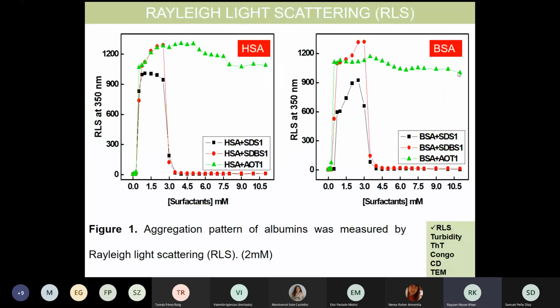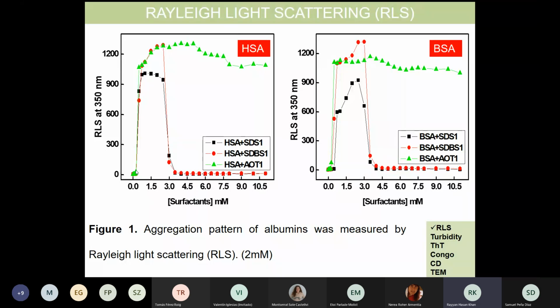Now, again, we'll go by this table. We'll discuss Rayleigh scattering, turbidity, ThT, congo red, and CD and TEM. I'll explain one figure because similar results are observed in the rest of the 4 albumins also. So as I said, I have taken 5 albumins. So this is HSA, human serum albumin, and it is the Rayleigh scattering that is being observed.